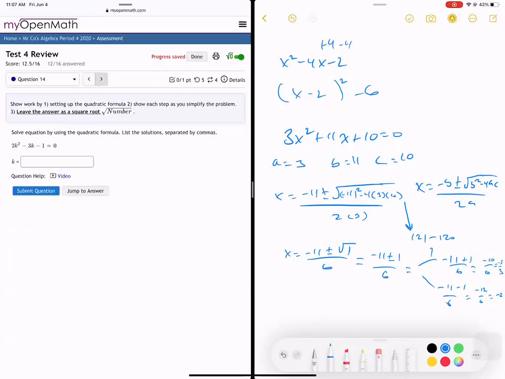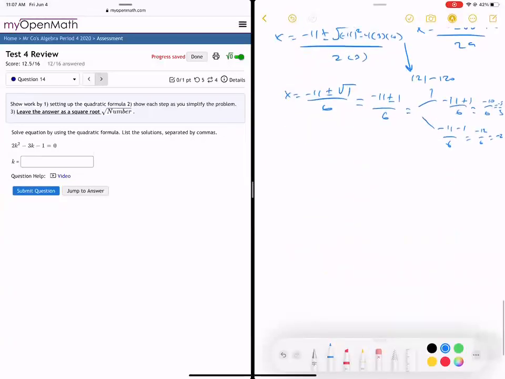So the next two problems are really just quadratic formula. Now if you look, the instructions have changed. They want me to write it as a square root number, which means you don't need a calculator to finish off this problem. 2k squared minus 3k minus 1 is equal to 0. We can still follow: a is equal to 2, b is equal to negative 3, and c is equal to negative 1. Super important here.